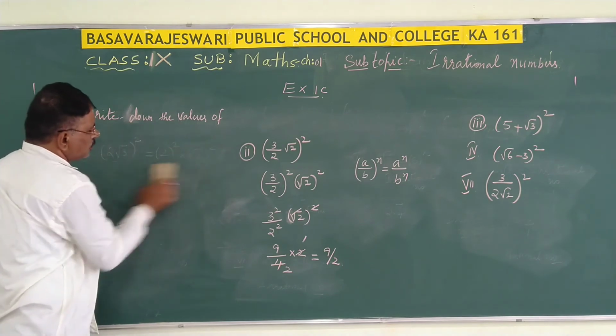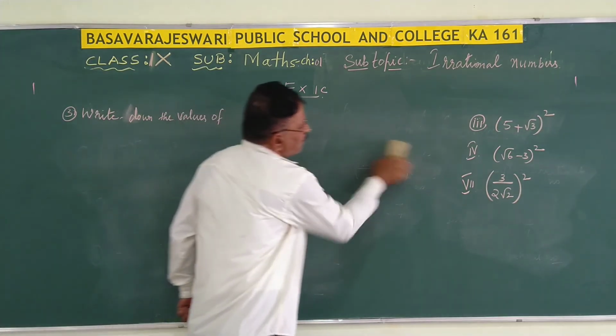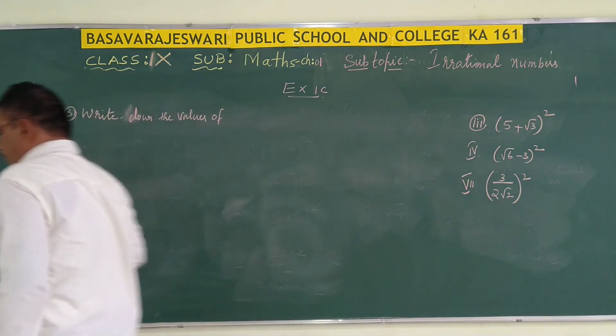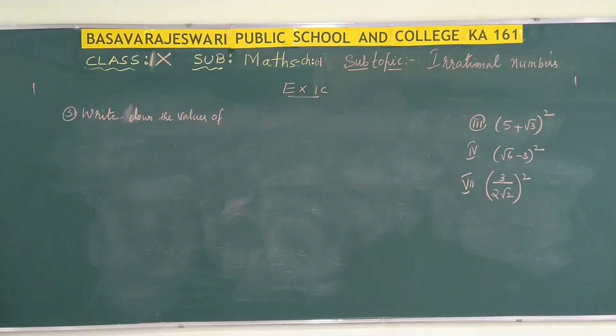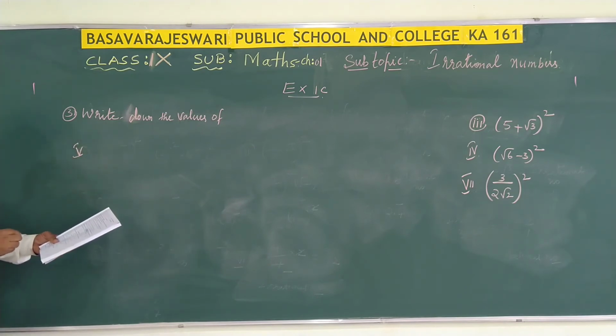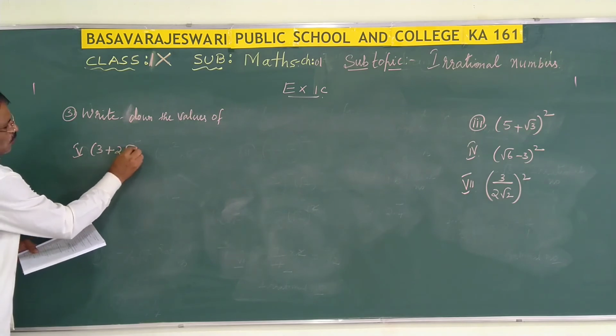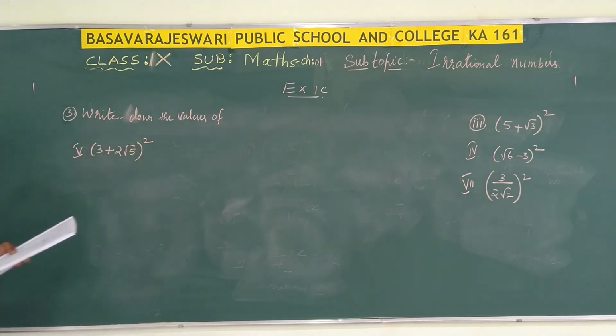Okay, after writing this one, we'll take the third, the fourth is over. The fifth question I will take. Fifth question: 3 plus 2 root 5 whole square.